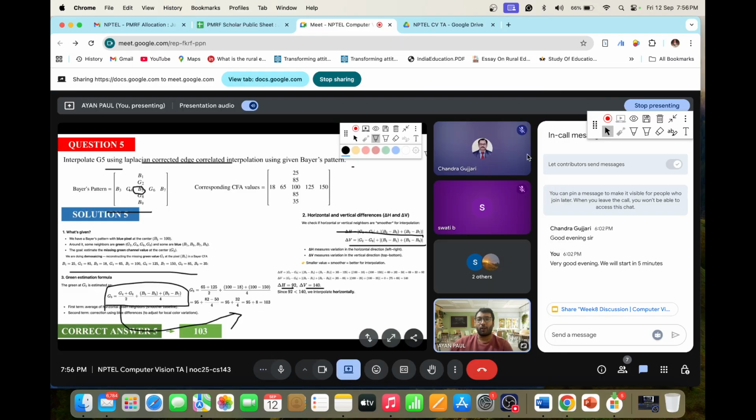Okay, so is it clear how we have done it? First we have to calculate delta H and delta V and pick the smaller one. If delta H is lesser than delta V, we will interpolate in the horizontal direction, otherwise we will interpolate in the vertical direction. Here delta H is lesser than delta V, so we interpolate in the horizontal direction, and that is the interpolation formula for our LCEC interpolation. So by this we can solve the question. Is it clear to all of you? Clear, right?